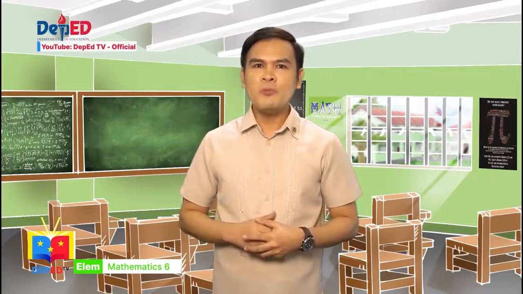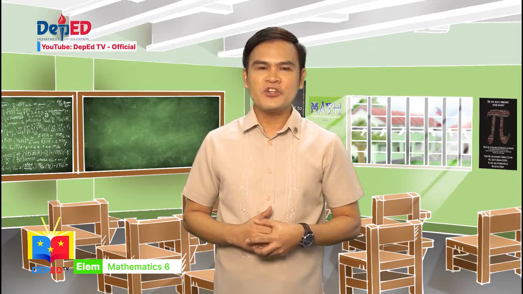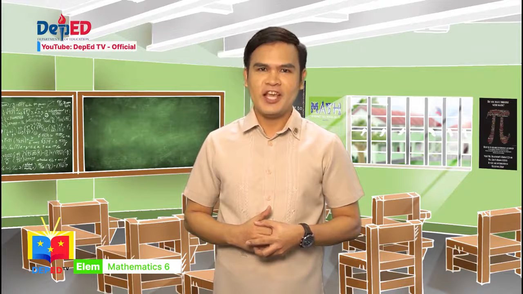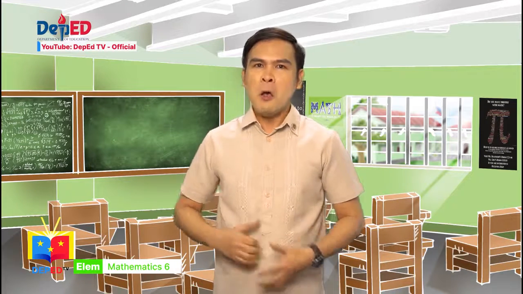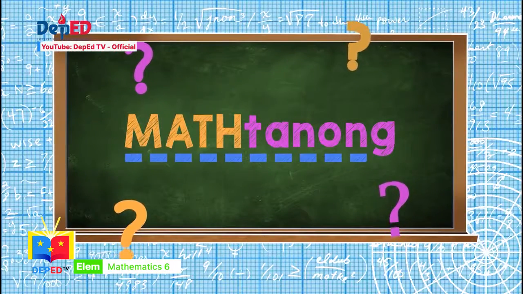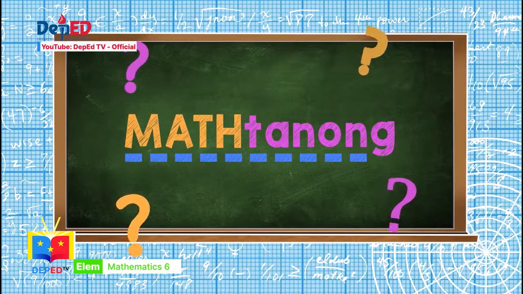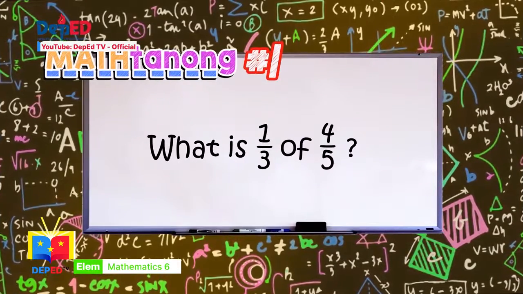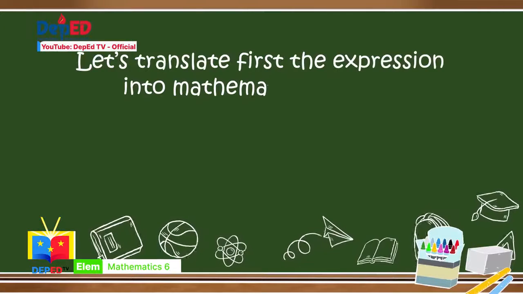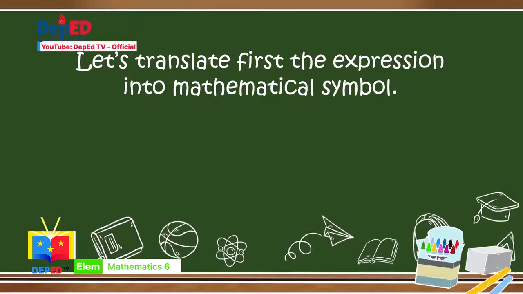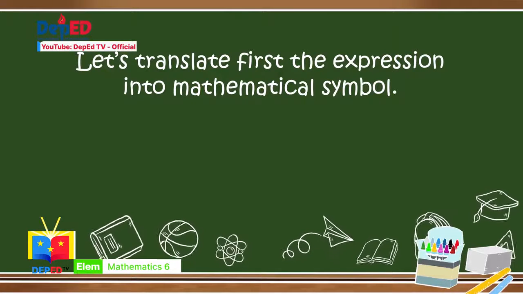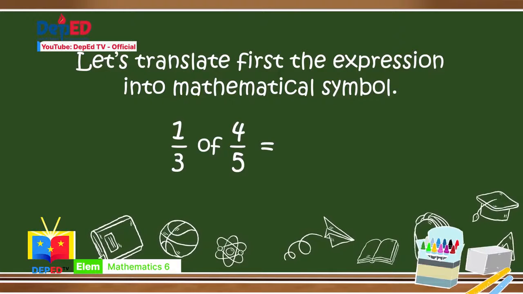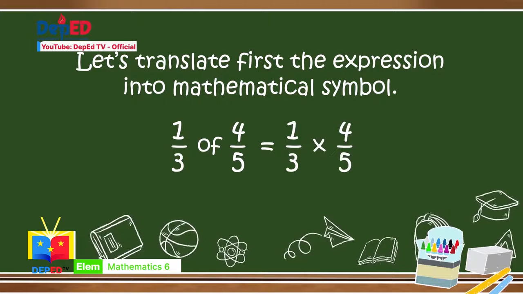Again, before we proceed to our lesson, let's review our past lesson. Get ready to our Matanong! Matanong number 1. What is 1/3 of 4/5? Let's translate first the expression into mathematical symbol. 1/3 of 4/5 is equal to 1/3 times 4/5.